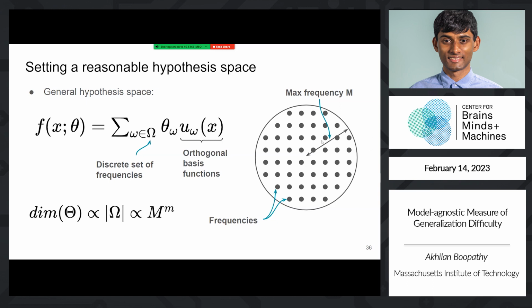The number of such frequencies is just going to scale as m squared. It's basically the area of the circle, which scales as m squared. Similarly, if we're working in a three-dimensional input space, then we'll have m cubed frequencies. And in general, if we're working in a small m dimensional space, we're going to have big M to the small m number of frequencies. And so we'll have that many orthogonal basis functions here, and then that many coefficients theta over here. That will determine the dimensionality of the hypothesis space we're working with.